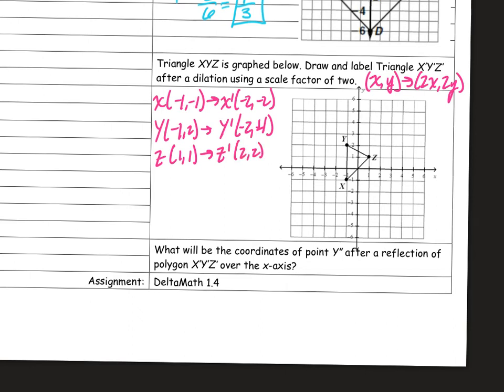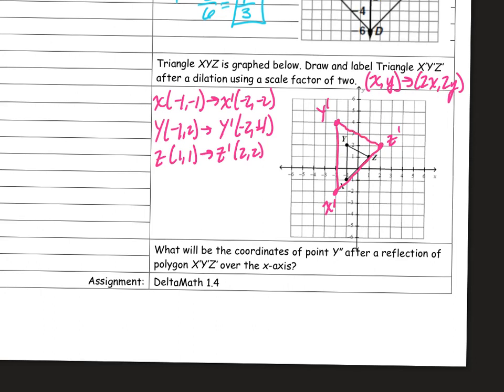Okay, so here we go. So -2, -2 is X prime. -2, 4 is Y prime. And 2, 2 is Z prime. So here is my new figure.